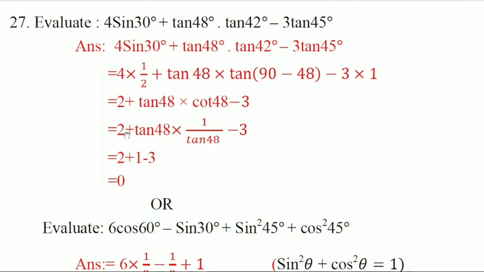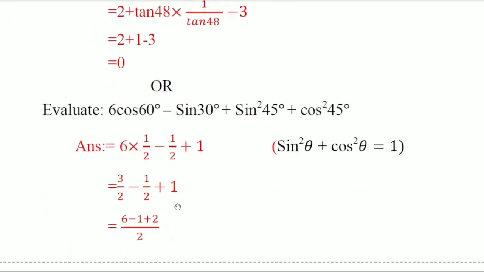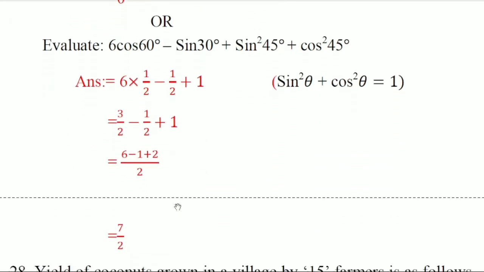So 2 plus tan 48 into cot 48, we can write it as 1 by tan 48, so 1 by tan 48 minus 3. So tan 48 gets cancelled. So the remaining is 2 plus 1 minus 3. So 2 plus 1 is 3. So 3 minus 3, 0. So here also there are two options, whether you can attempt that one or another question is there.